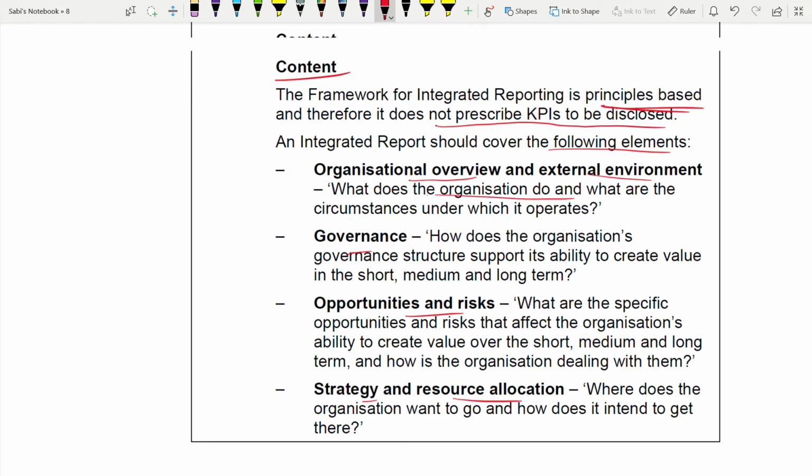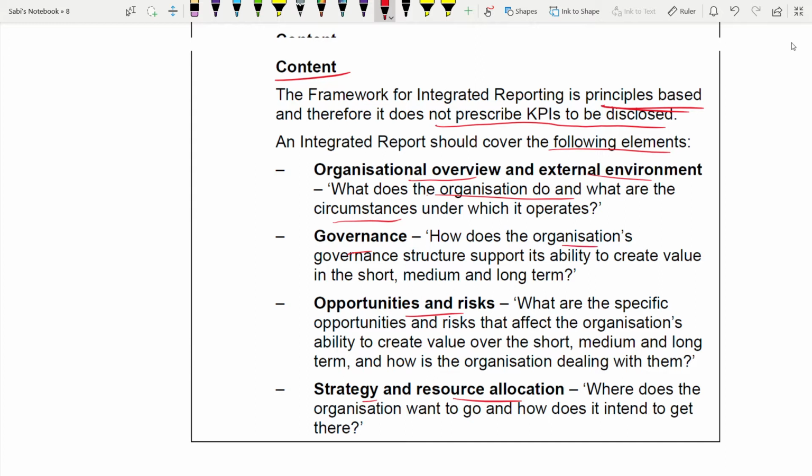What does your organization do? Is it into teaching? Is it into giving some services? Are you a freelancer? What are you doing? And what are the circumstances, the business environment, the external environment that it operates under? What is the regulatory environment, basically? Governance. What is the organization's governance structure?